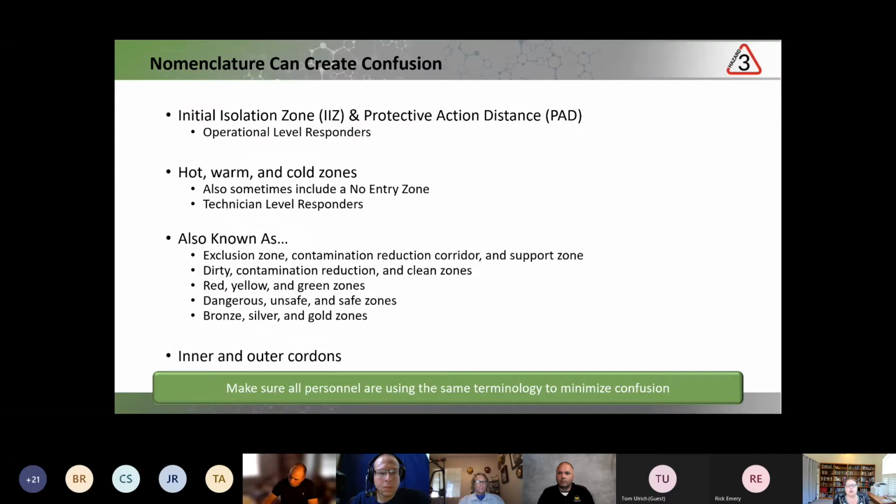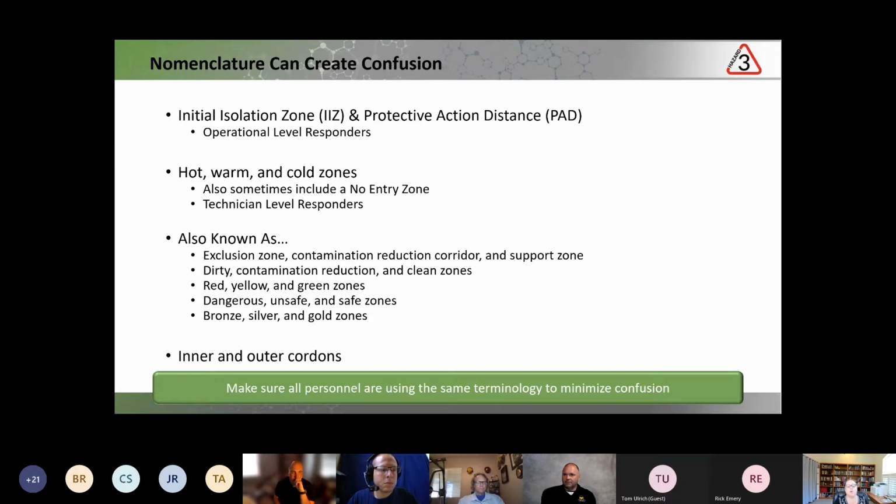And so I generally talk about the cold zone, the warm zone, and the hot zone. But I just put down below some of these other terms that are used. Sometimes the hot zone is called the exclusion zone, the dirty zone, the red zone, the dangerous zone, or the bronze zone. Now, for me, the warm zone is most often called either warm zone or contamination reduction corridor. But it's also called the yellow zone, the unsafe zone, and the silver zone.